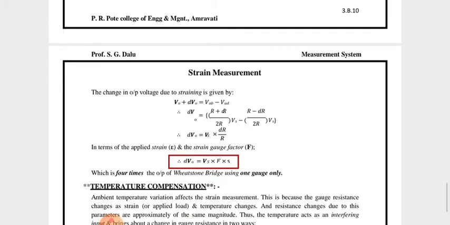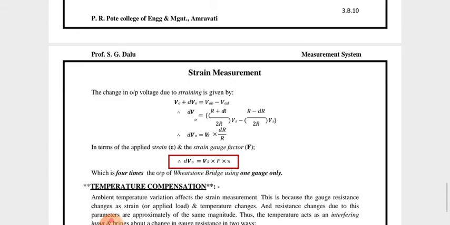So this is the output voltage for the full bridge, Vs into F into epsilon, which is 4 times the output of the Wheatstone bridge using one gauge only, that is the quarter bridge. So this covers all three types of unbalanced condition in a Wheatstone bridge: quarter bridge, half bridge and full bridge.